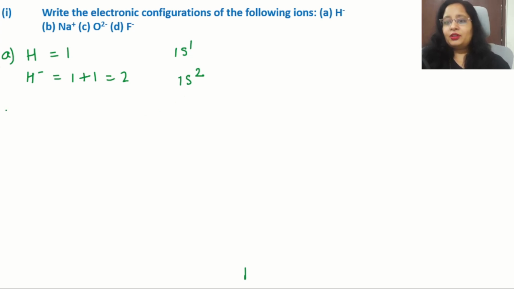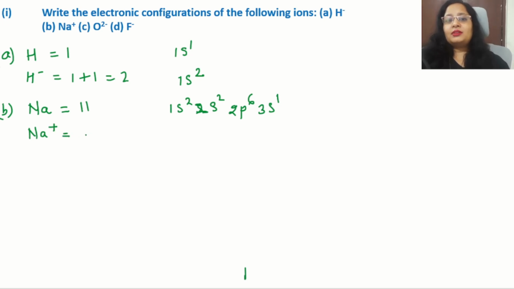Now same way we'll do the B. Sodium, Na plus. So first we'll write about sodium. Sodium's atomic number is 11. So its configuration should be 1s2, 2s2, 2p6, 3s1.